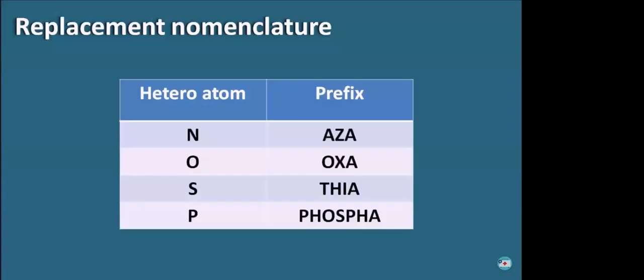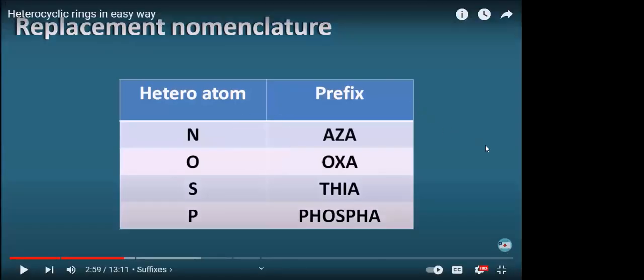So here we can use a few other terms based on the heteroatom. So if nitrogen is there, we can use the prefix aza. Oxygen, oxa. Okay, so just take a minute and note this down if you're writing it somewhere, so that it can be easy for you when you see them.